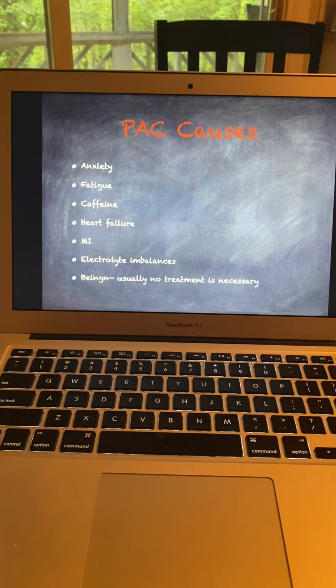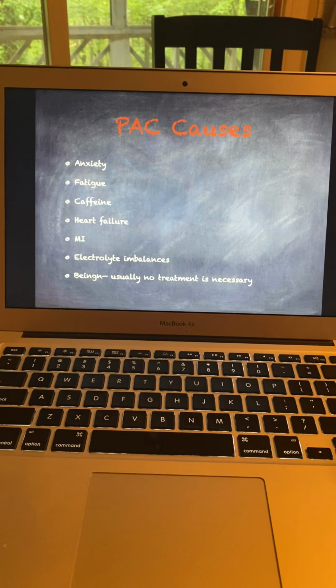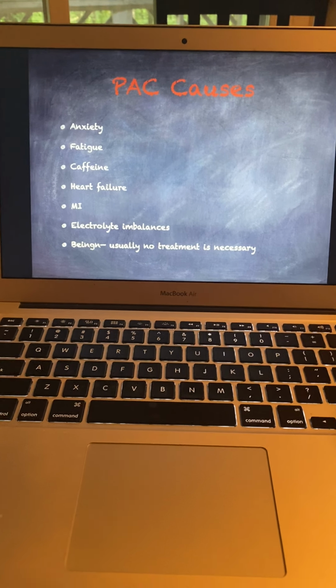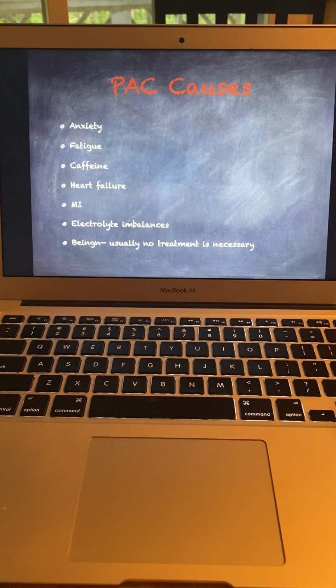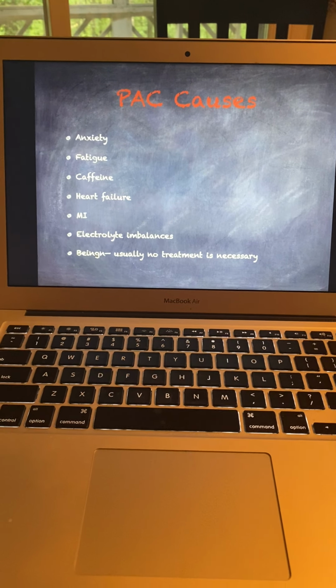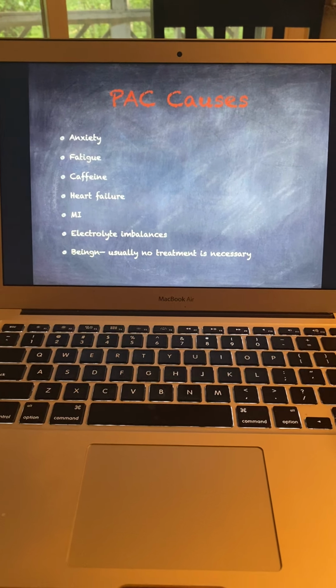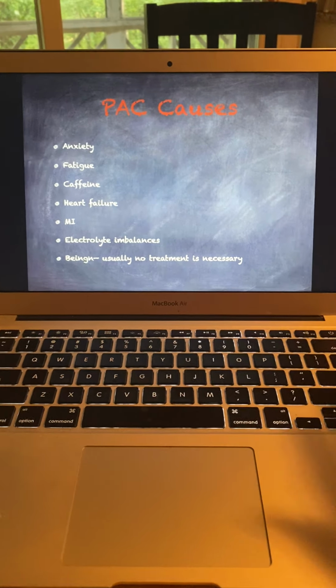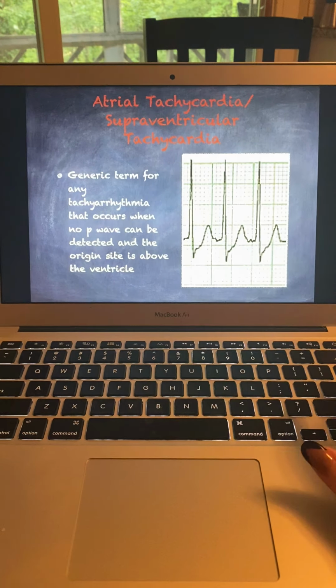Heart failure is also a cause, as are myocardial infarction and electrolyte imbalances, especially with your potassium level. With these, they're usually benign and no treatment is necessary. But if you have 3 or more consecutive PACs, that can put you at risk for going into A-flutter and AFib, just as a side note.